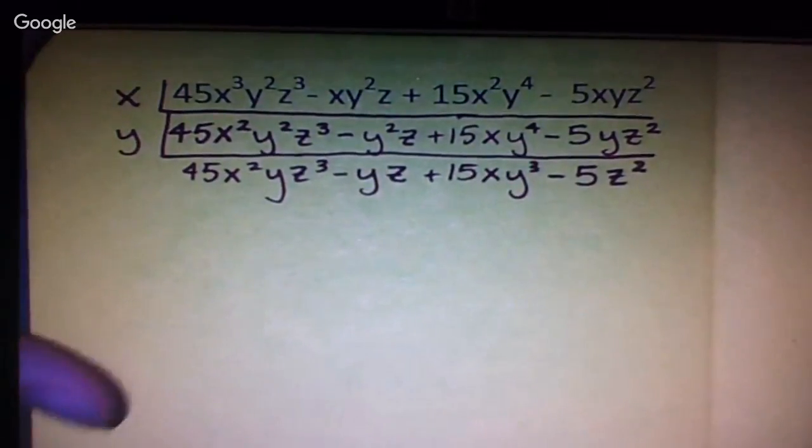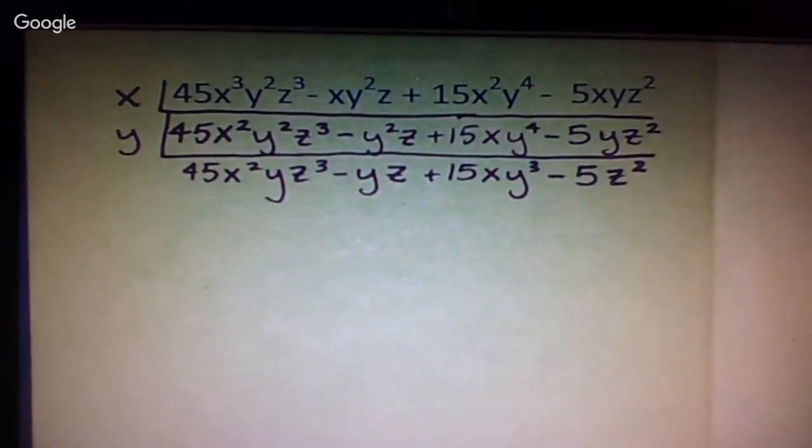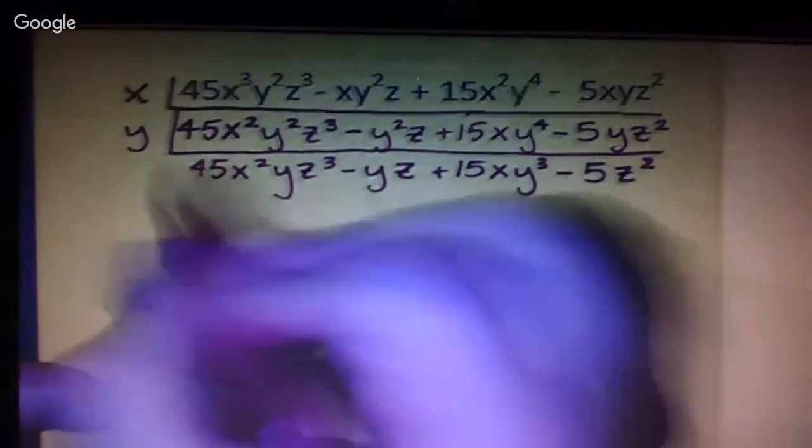Okay, we move on because we've got one more variable. I've got 3, 1, 0, and 2. Do they share a z in common? No. There's no z with the 15xy to the 3rd, so they do not share a z in common. So we're finished now. We did your numbers, your x's, your y's, your z's.